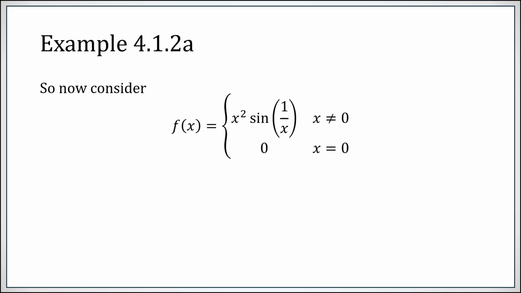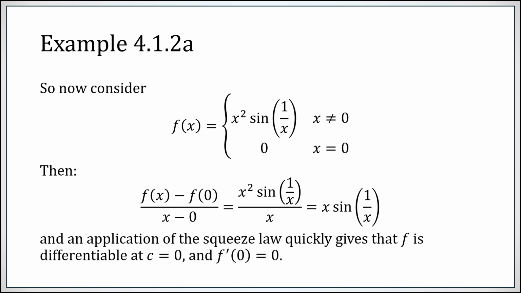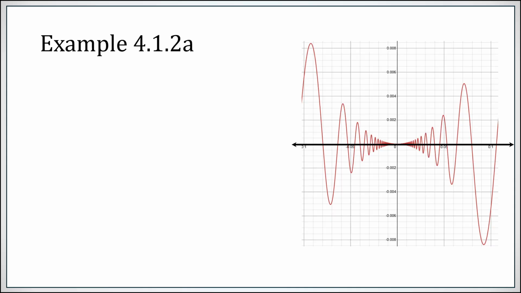So now let's look at a different function, x squared times the sine of 1 over x, at least for all x not equal to 0. However, if you simply squeeze this down compared to x squared, you'll see that the limit as x approaches 0 is exactly 0. Then, if you compute this difference quotient, you just get x times the sine of 1 over x. Therefore, you can take a limit as x approaches 0 and see that the derivative exists at 0 and is equal to 0. Now here's a graph of that function, x squared times the sine of 1 over x.